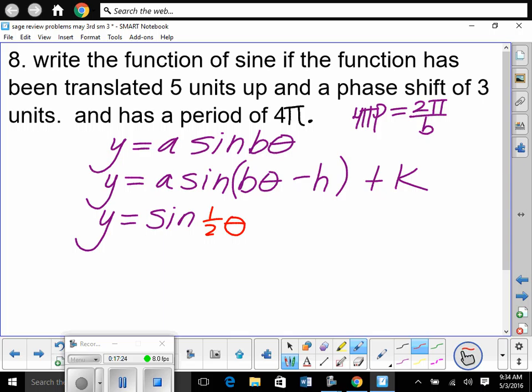Now we're shifting 5 units up and a phase shift of 3. A phase shift is a shift left and right. So a phase shift of 3 units, I should have said right. A phase shift of 3 units right. So wouldn't we do a minus sign? Did you go opposite of what's shift left and right? So if it was right, minus 3. And then we'll put parentheses around that, and then plus 5. Good. We're all good? Good review?